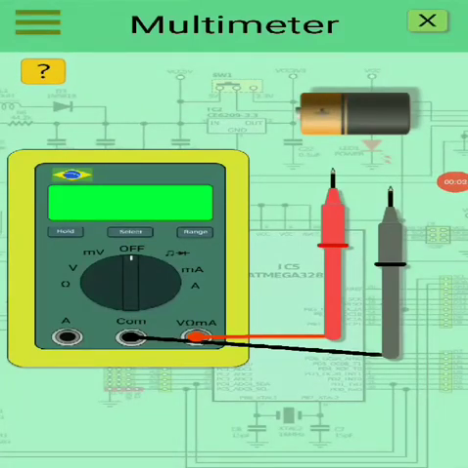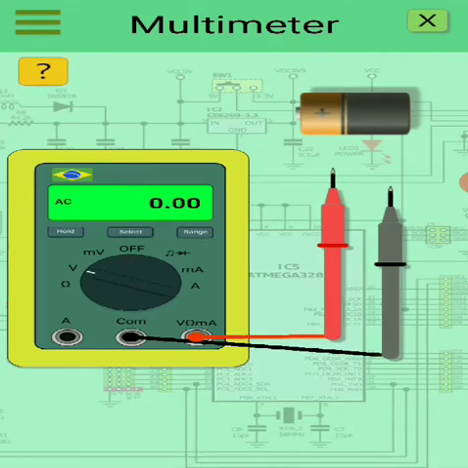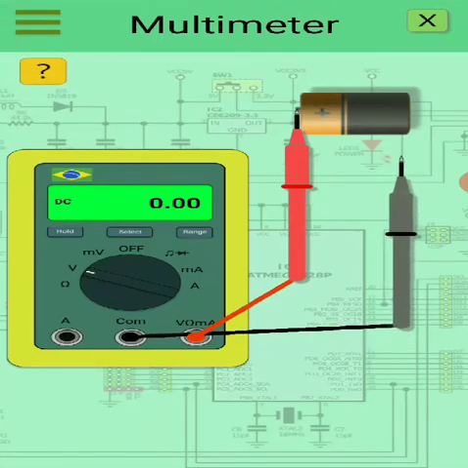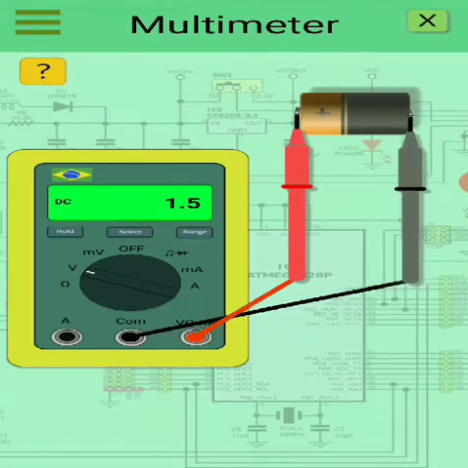First, we need to measure the voltage. Firstly, we need to move the pointer of the knob to the voltage and select DC. First, the red probe is connected to the positive side of the battery. Next, the black probe is connected to the negative side of the battery, showing the voltage is 1.5 volt.